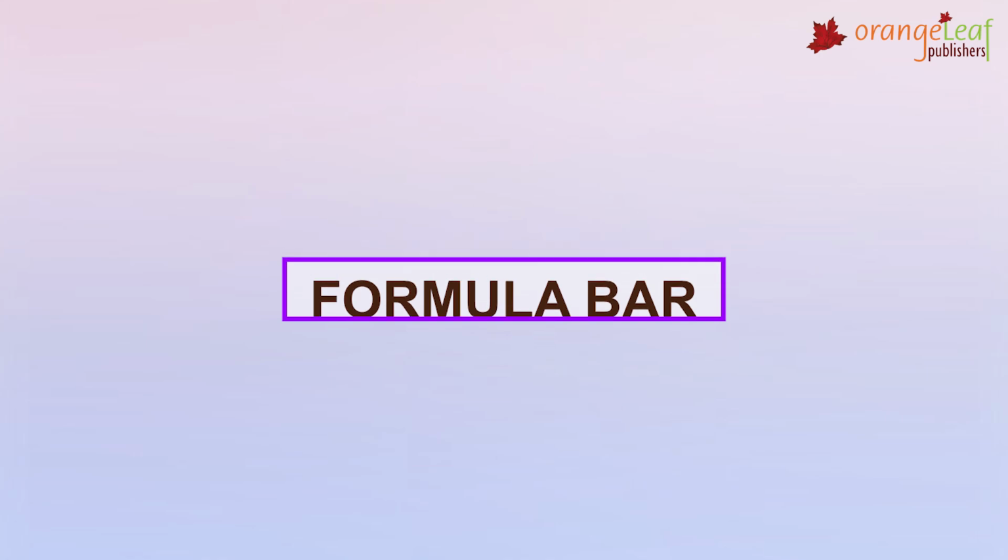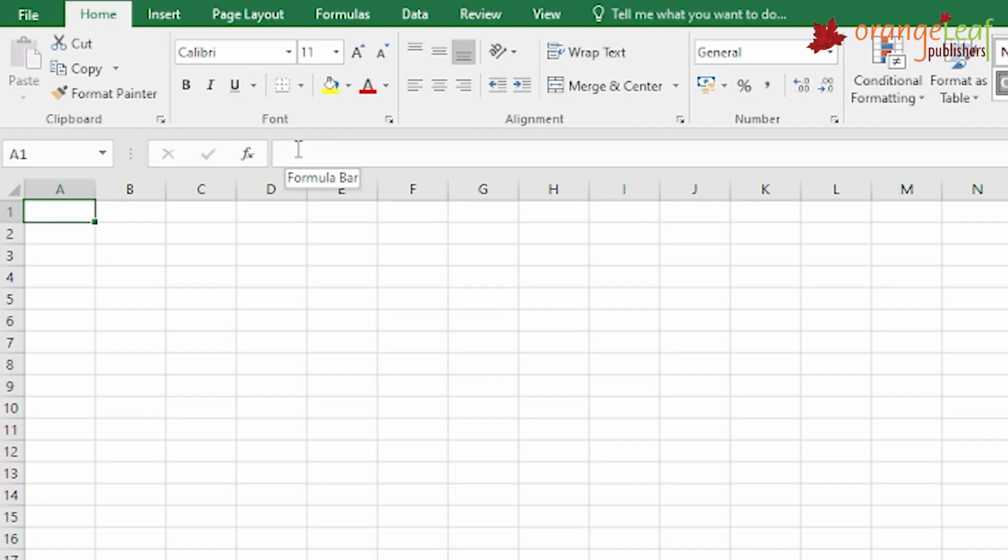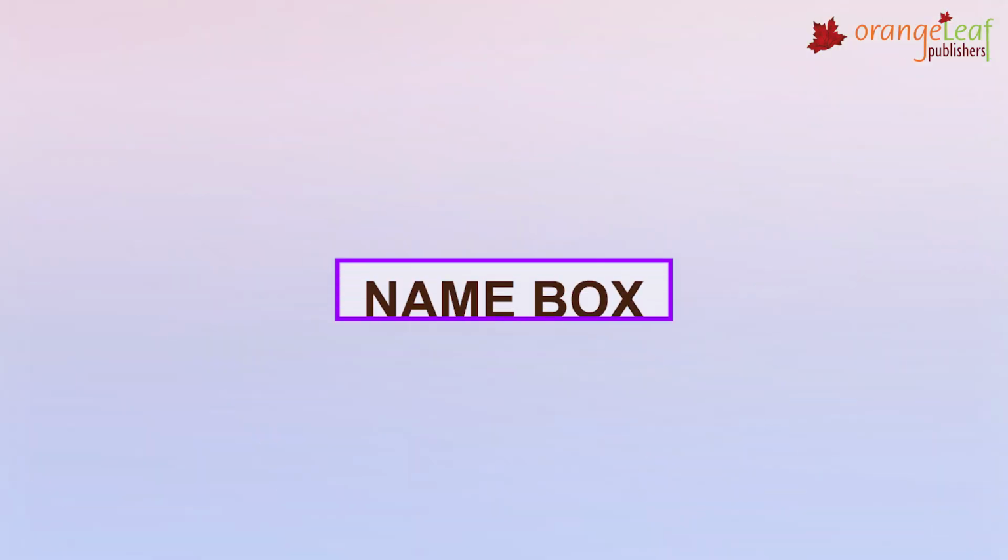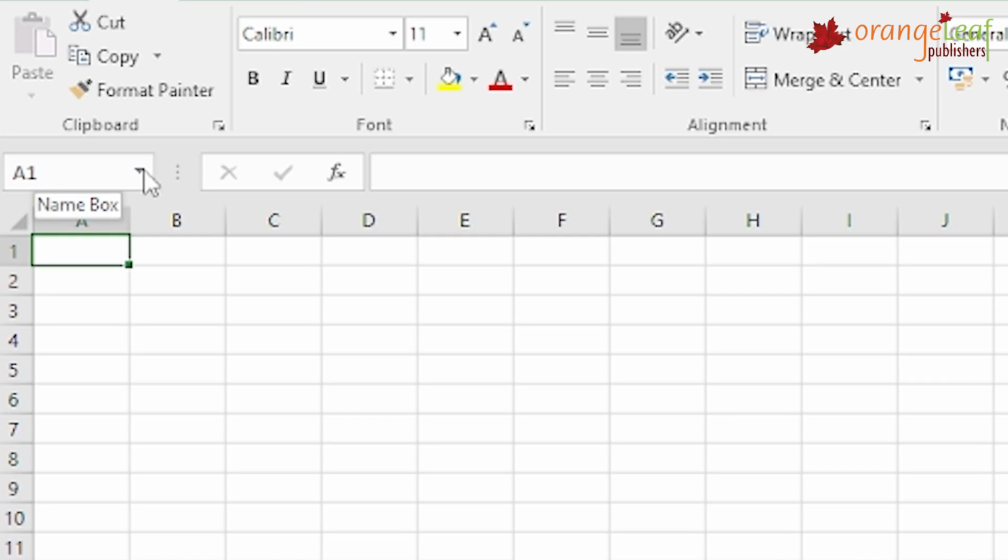For example, A1 colon A10 can also be referred to as A10 colon A1. Formula bar. The formula bar displays the data or formula used in a selected cell. It is also used for entering or editing the cell contents. Name box. The name box is present to the left of the formula bar. It displays the address of the active cell.